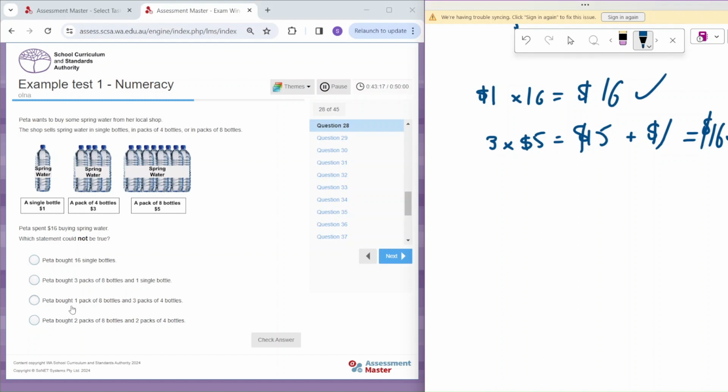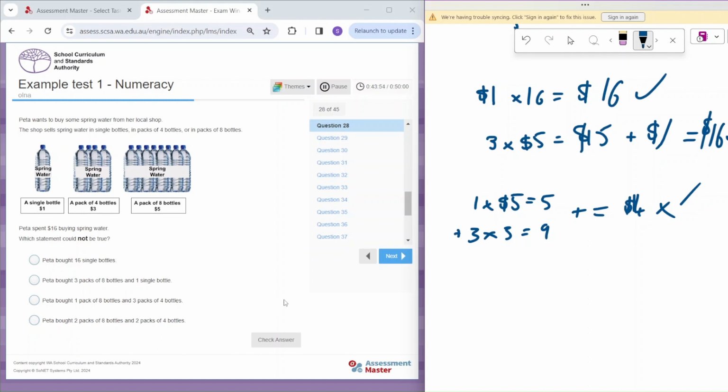Peter bought 1 pack of 8 bottles and 3 packs of 4 bottles. Well, 1 pack of 8 costs $5. So 1 times 5 is 5. Added with our 3 packs of 4 bottles, which were $3 each. So 3 times 3, that's 9. 5 plus 9 is not 16. 5 plus 9 is 14. So this one is wrong, but right in the context of the question. Let's just double check this one.